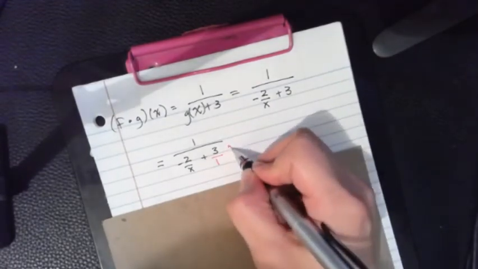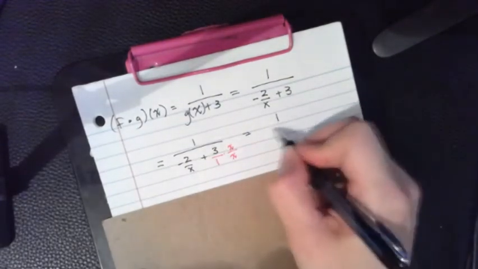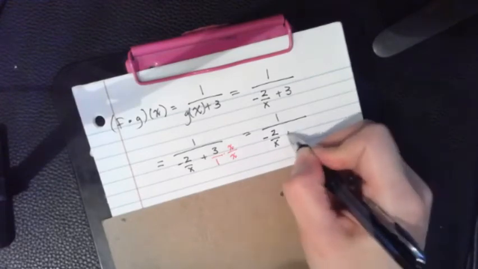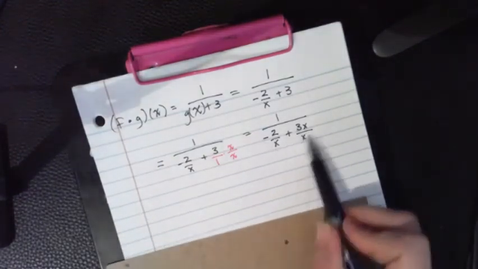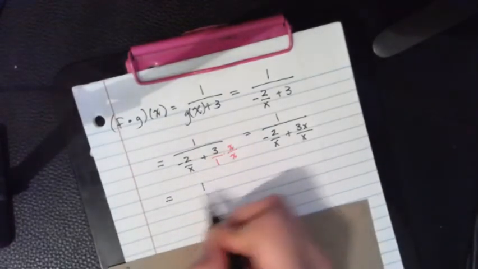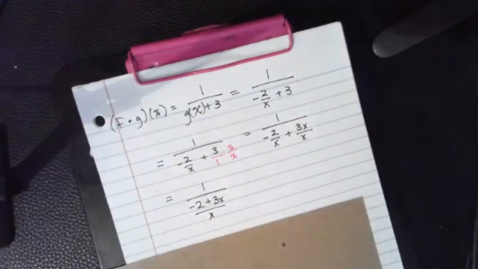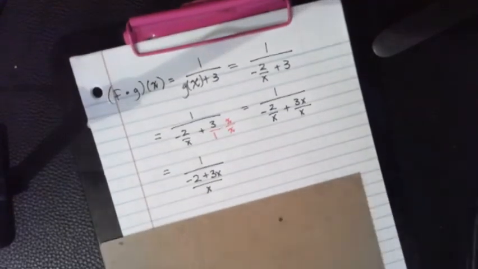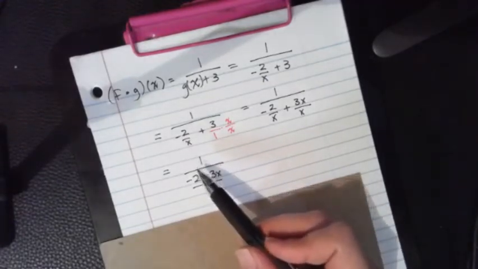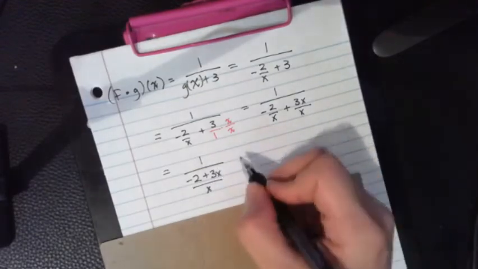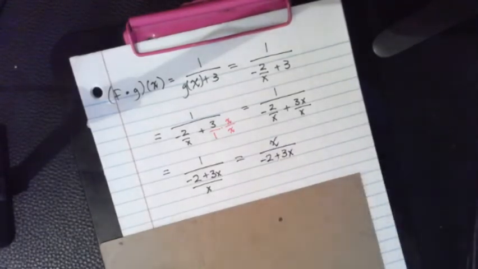So to give it a common denominator, I'm going to multiply 3 by x over x. That gives me 1 over negative 2 over x plus 3x also over x. Now that I have a common denominator, I can rewrite this as one fraction. So I still have 1 over negative 2 plus 3x all over x. And remember, when you have a fraction inside of a fraction, the way we simplify this is we take the reciprocal of the denominator and we multiply it back to the top. And since our top is just 1, we're just really flipping this upside down. So this is equal to x over negative 2 plus 3x.